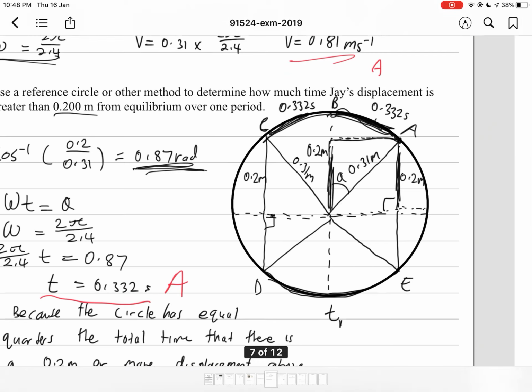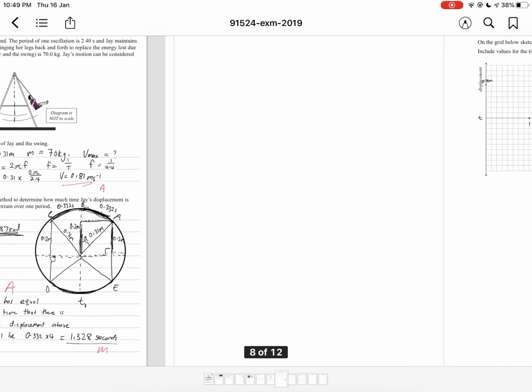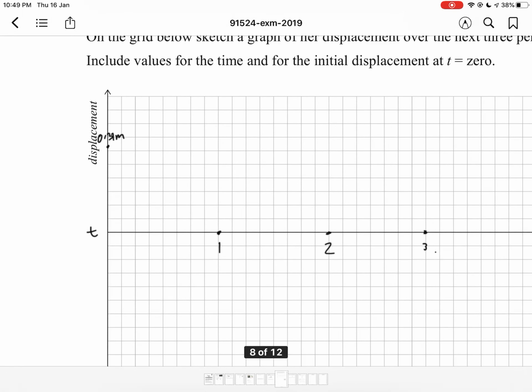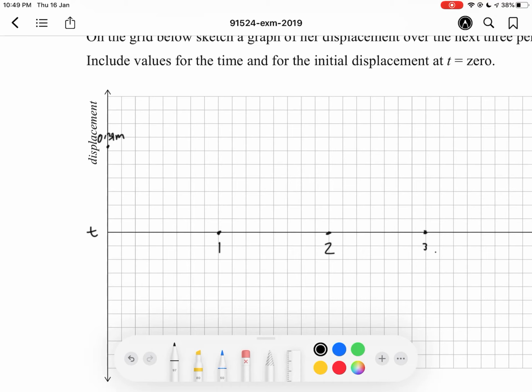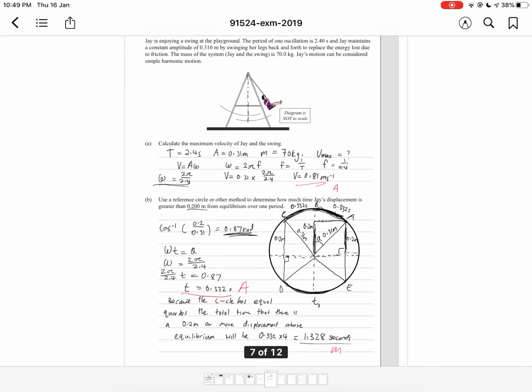Now it's good to look back at your reference circle. As you can see, we're starting at point B. After 1/4 of a time period, we're going to be back at the equilibrium, and the equilibrium means that the displacement will be 0. So after 1/4 of the time period, 8 squares is 1 time period, so after a quarter of the time period, which is 2 squares, we're going to have a displacement of 0. So right here, we're just going to pass through this point.